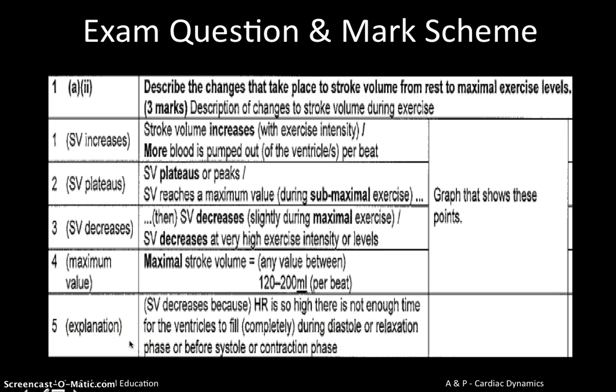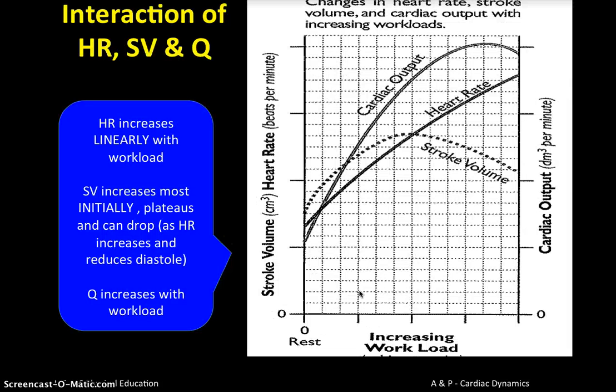Your heart rate is so high, beating so quickly, that you're reducing the diastole time, reducing the filling time of the heart. And if you can't fill completely, obviously you can't eject as much blood. So the faster your heart rate is, or the faster your heart contracts, the shorter your diastole period is. And here's our value. So maximum stroke volume could be anywhere between 120 and 200 millilitres. Make sure you give that.